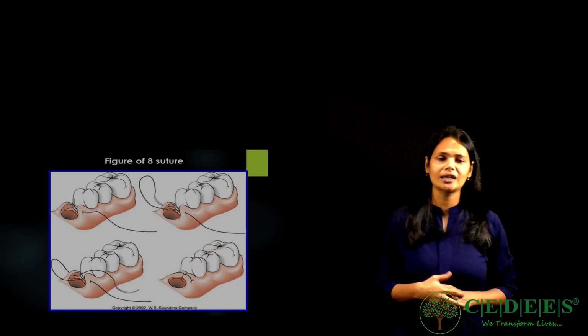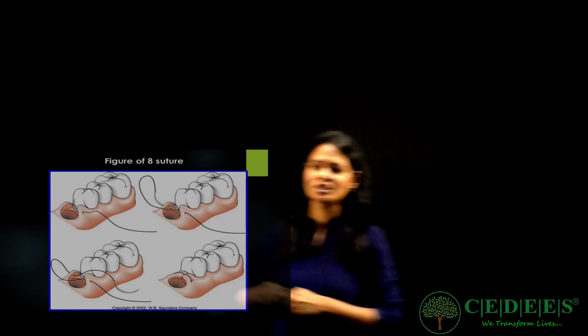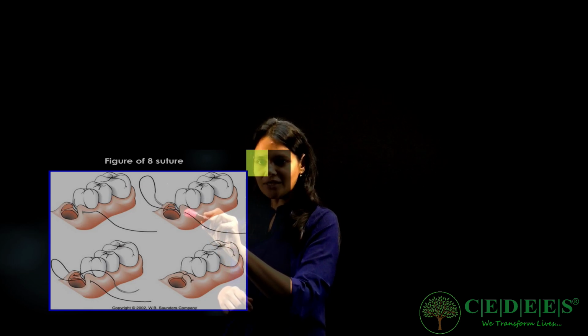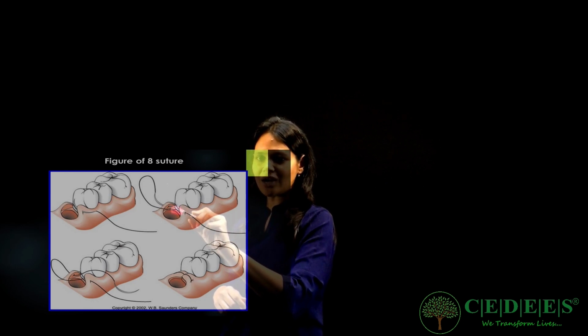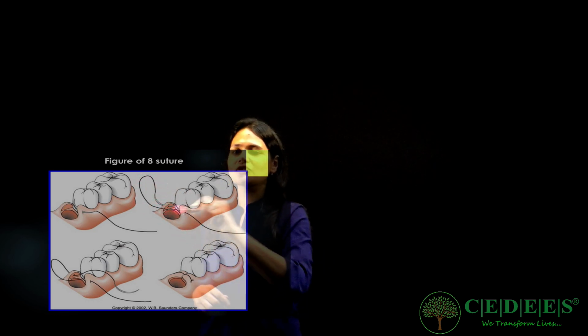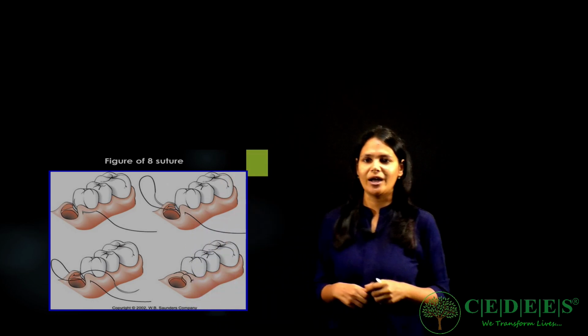In the further slide, I'll explain it further how to identify your figure of 8 suture. If you see here in the second image, you have entered the tissue from this side, and then rather than going from the inside, you went out and again pierced it from the outside. So that's how your 8 is forming. So this is your figure of 8 suture. We'll come back to that.